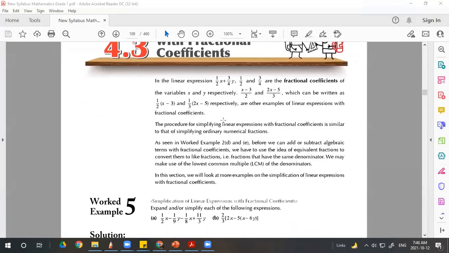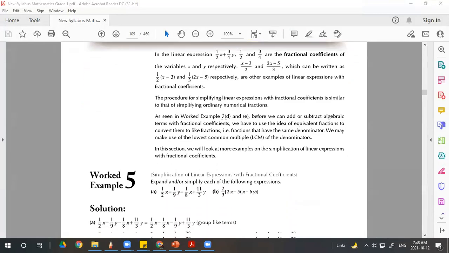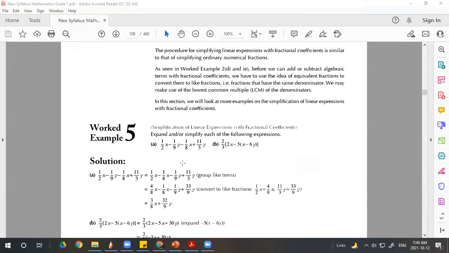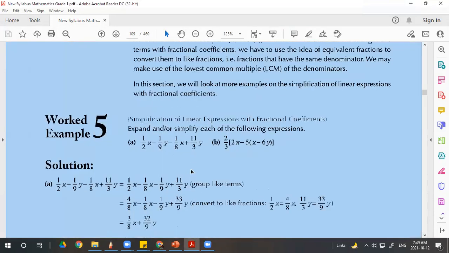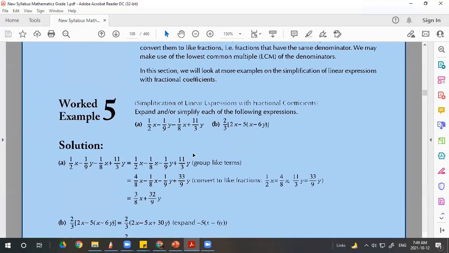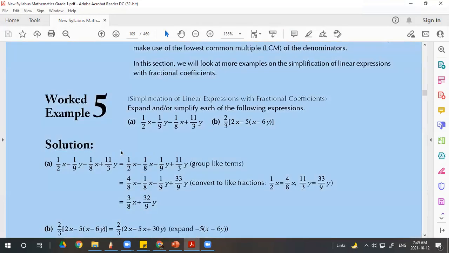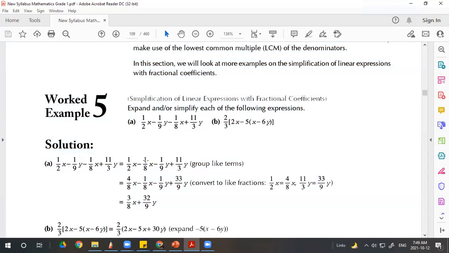So let's see the word problems. Okay, you have to group the like terms. It's the same. So if you look at this work example number 5a, it is the same. See what you need to do. You have to make the coefficient same and put the like terms in one group. So 1 over 2x minus 1 over 8x. See, this is the simple way. This is the long way, but simple grouping like terms. And the negative 1 over 9y plus 11 over 3.